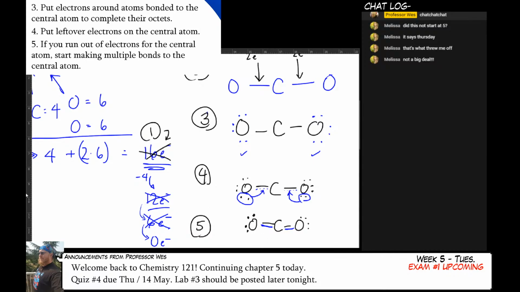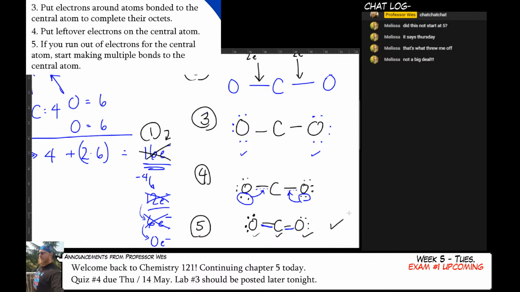And now if we check octets for everything, the oxygen on the left had 8 because we just counted it. The oxygen on the right also has 8 because it is the mirror of the one on the left. And this carbon now in the center has 4 bonds connected to it. Each bond is 2 electrons. 4 times 2 is 8. Every atom has an octet. This Lewis structure is done. So this is the Lewis structure for CO2, following those 5 steps.